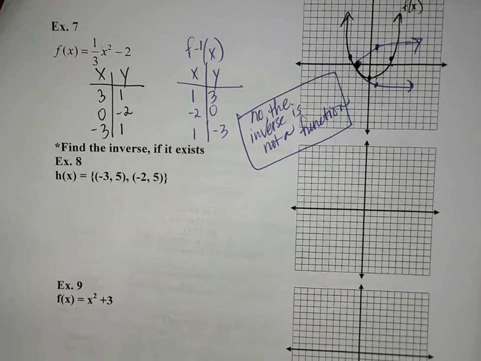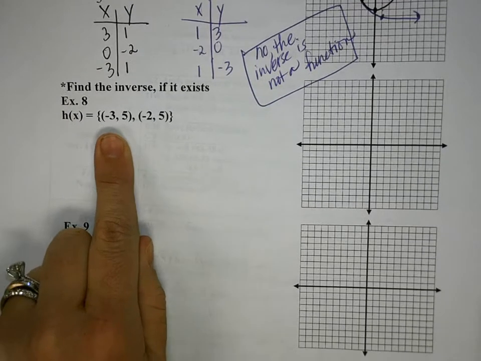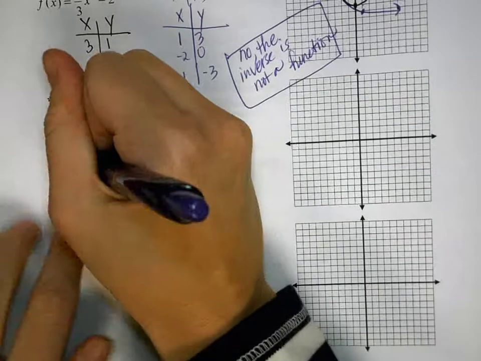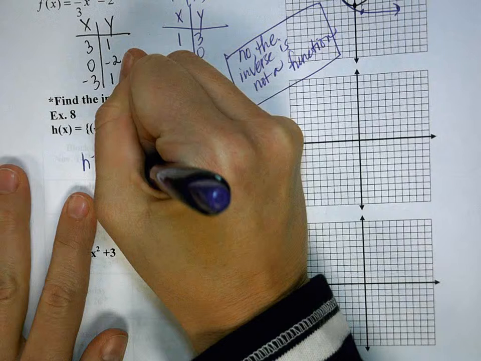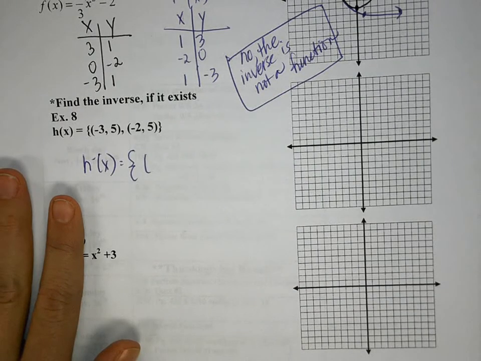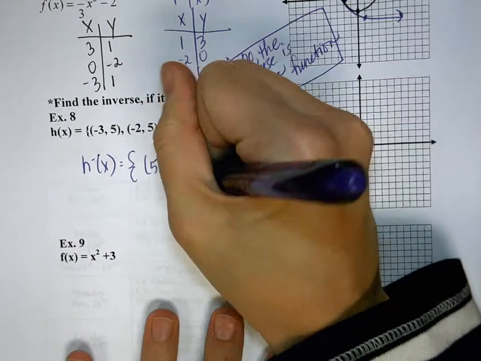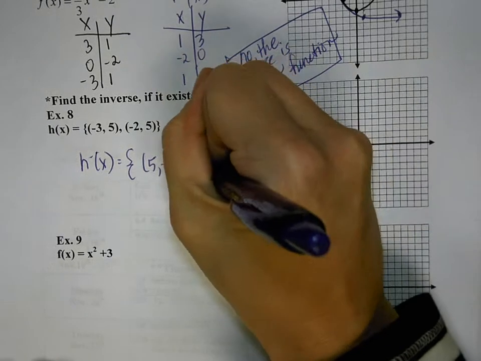All right, on 8 they have just these ordered pairs. So all we're doing is looking at the inverse, okay? So if this is my original function, h to the negative 1, my inverse function are going to be what ordered pairs? Five, negative 3. All we're doing is exchanging x and y. And my other one is going to be 5, negative 2.